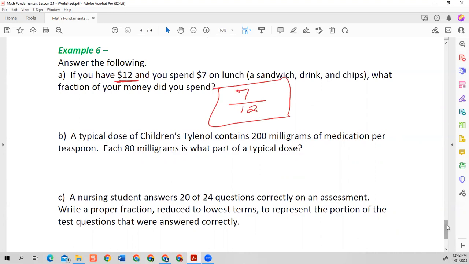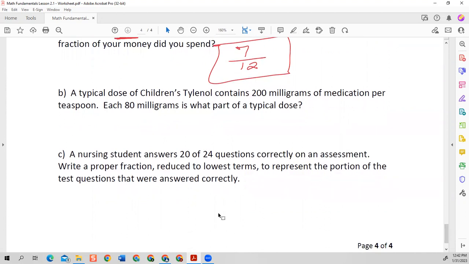Let's go ahead and do B. A typical dose of children's Tylenol contains 200 milligrams of medication per teaspoon. How many milligrams, excuse me guys, I read that question wrong. Each 80 milligrams is what part of the typical dose? So we have a total of 200 and we have 80 as our part.